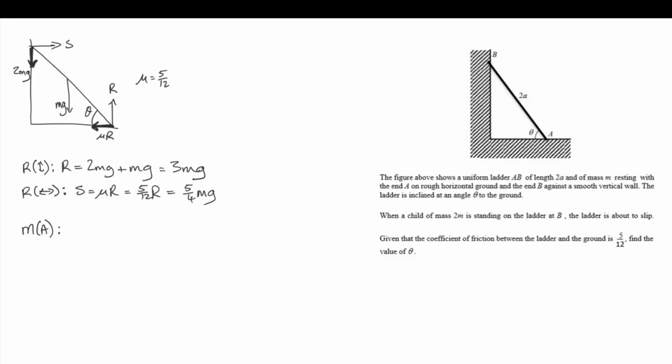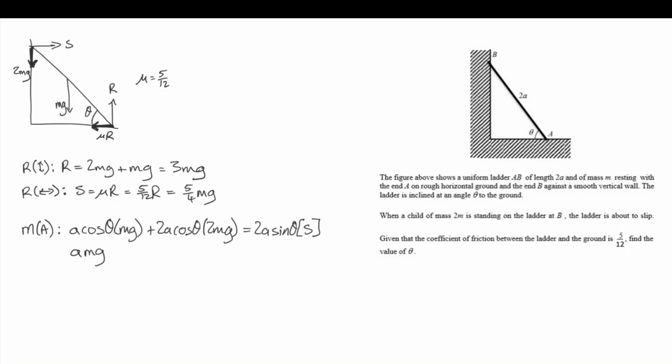Now, I should be taking moments around A. For each of the forces that do not pass through A, I'm going to decide whether it's moving clockwise or anti-clockwise. And I'm going to start with the anti-clockwise moments. The moments are going to come from a cosine theta multiplied by mg plus 2a cosine theta multiplied by 2mg, and that's going to equal 2a sine theta multiplied by S. The perpendicular distance in each of these cases was a cosine theta, 2a cosine theta, and 2a sine theta. Perpendicular distance times the force. That's how we generate a moment.